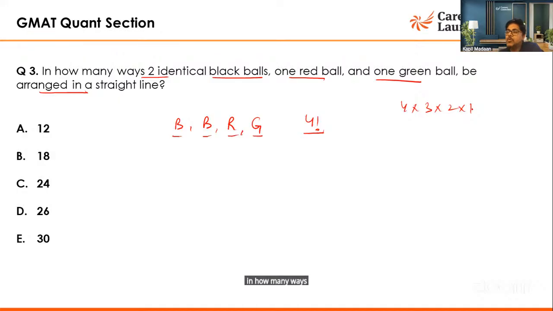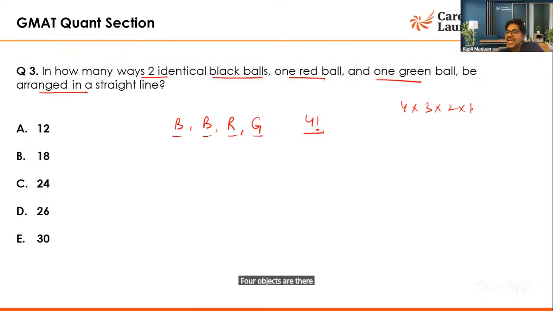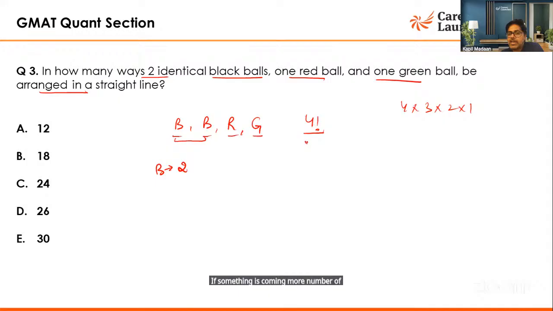We'll be understanding why it is 4 factorial only, right? What is the slot approach? But for this session, just understand that 4 objects are there. They can be arranged in 4 factorial ways. That's the concept. Okay. And if there is repetition, B is coming how many times? B is coming 2 times. If something is coming more number of times, divide by that factorial. That's it. That's your answer.